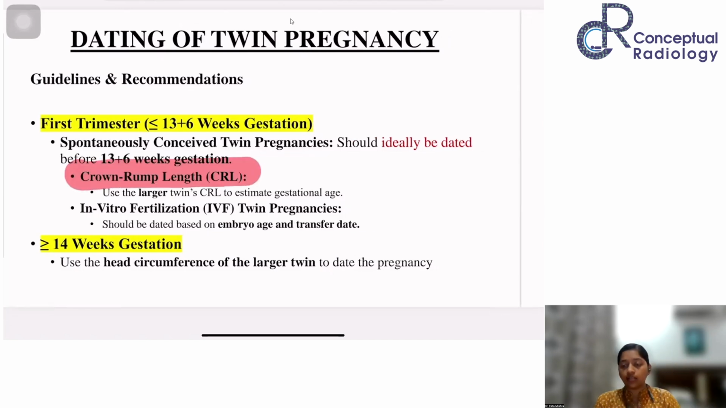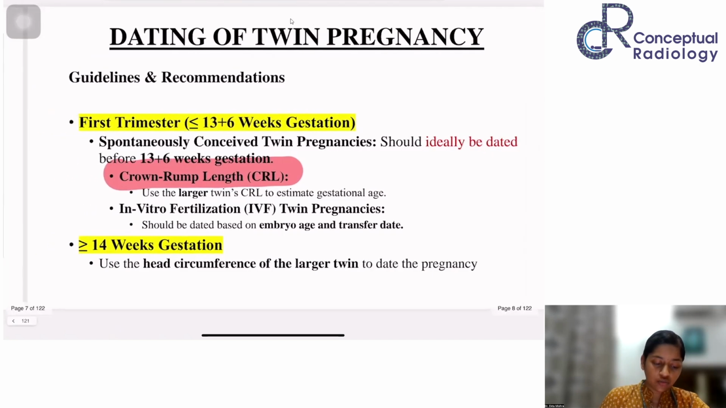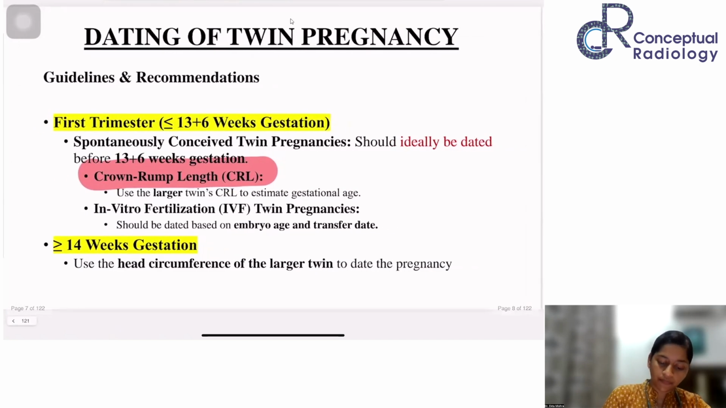So CRL is the ultimate thing that we use in the singleton pregnancy also. So CRL is the one which is going to give you the dating for this pregnancy, and you will use the CRL of the larger twin. Okay. And in cases of IVF, you have the most accurate dates from the lab. So you use the embryo age and the transfer date to calculate. So you'll get the exact dating.